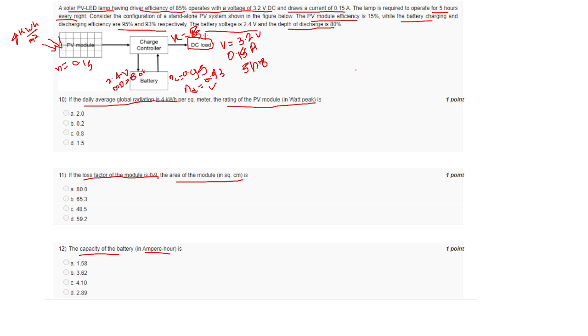So first we'll do the energy balance. Energy required for the DC load, that is required from the battery each day, will be equal to P, the load, which is V times I times time: 3.2 into 0.15 into 5 hours. So this will be your load power requirement, right?